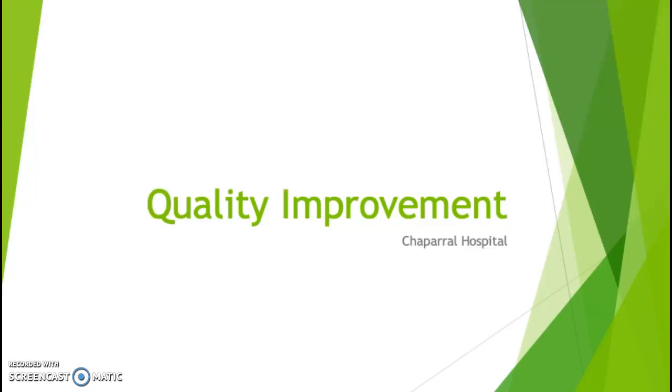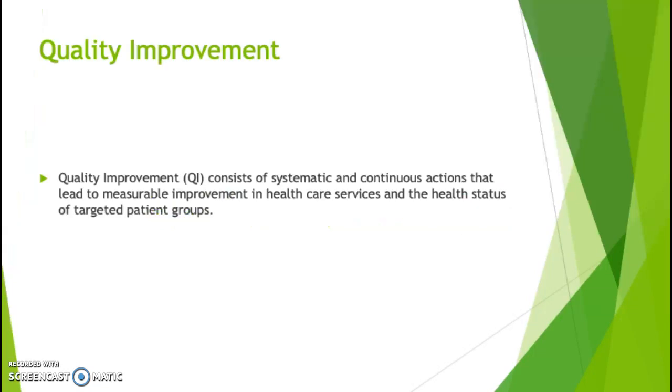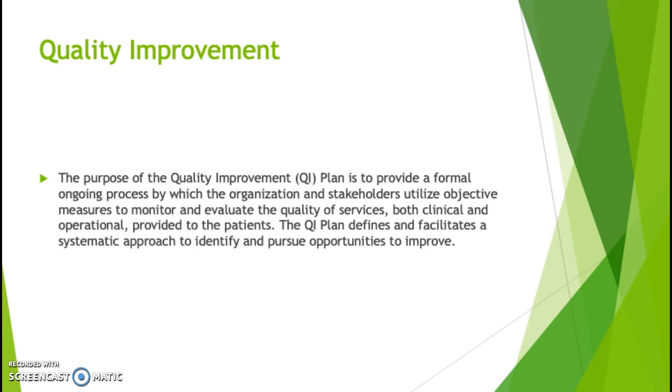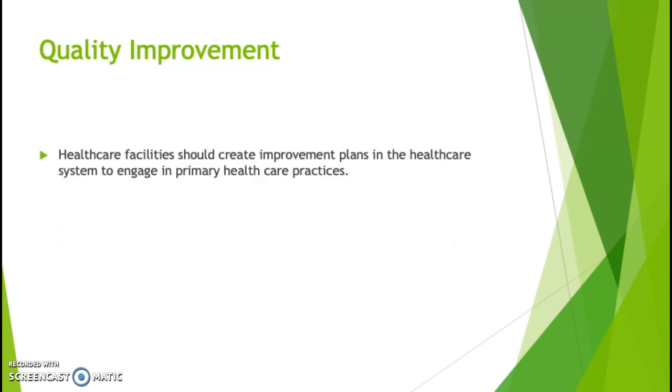Quality improvement at Chaparrell Hospital. Quality improvement consists of systemic and continuous actions that lead to measurable improvement in healthcare services and the health status of targeted patient groups. The purpose of the Quality Improvement Plan is to provide a formal, ongoing process by which the organization and stakeholders utilize objective measures to monitor and evaluate the quality of services, both clinical and operational, provided to the patients. The Quality Improvement Plan defines and facilitates a systemic approach to identify and pursue opportunities to improve.